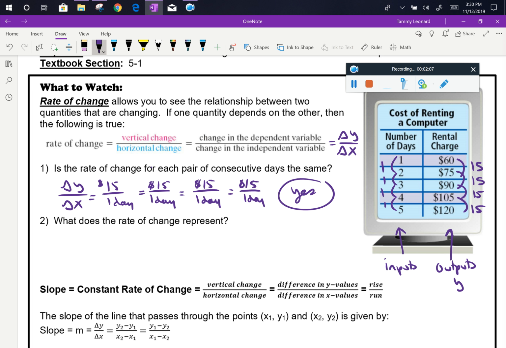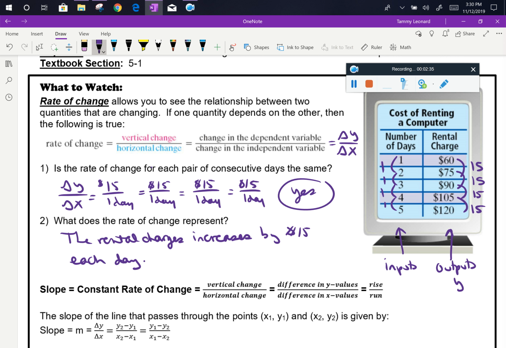In other words, if we think of it in terms of the problem, what does 15 divided by 1 mean? This means that the rental charge increases by $15 each day. So that's taking the math of a rate of change of 15 and explaining it in the context of the problem.